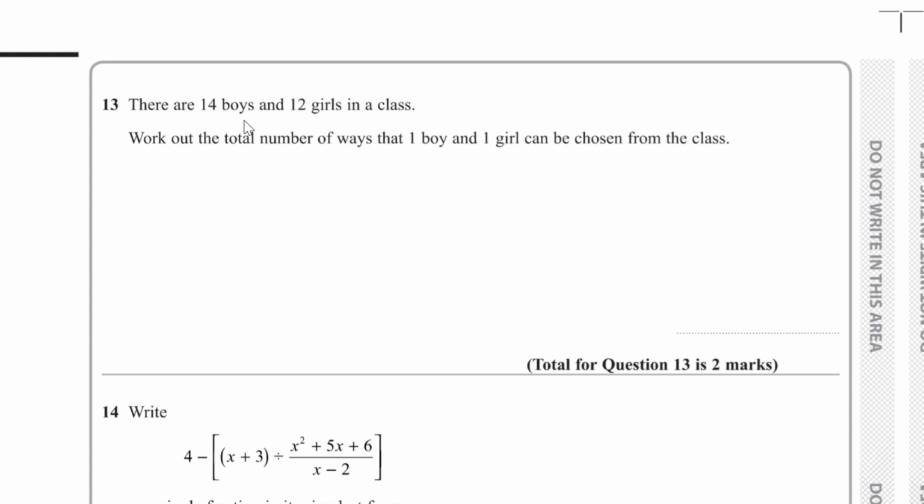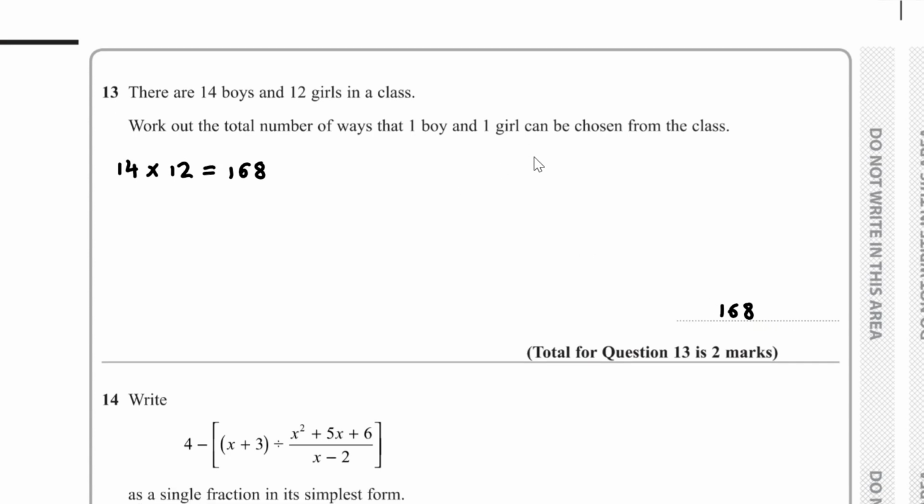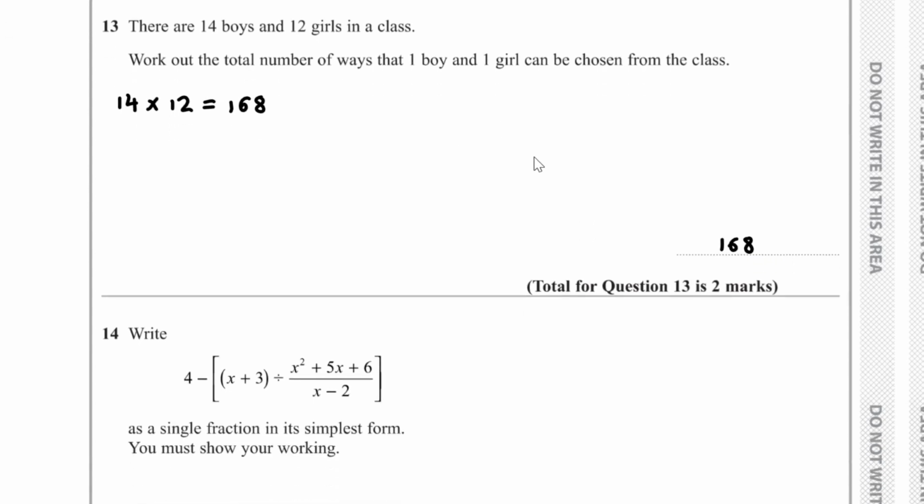Question 13. There are 14 boys and 12 girls in a class. We have to work out the total number of ways that one boy and one girl can be chosen from the class. Well, here we have to use the product rule for counting. So we've got 14 boys, 12 girls, and if we multiply those together, we get 168. So there's 168 total ways in which we can have one boy and one girl being chosen from the class.